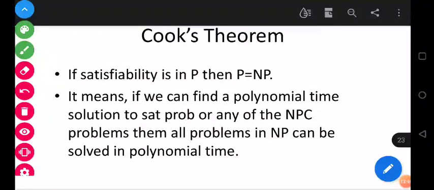So what is Cook's theorem? Cook's theorem says that if satisfiability is in P, then P is equal to NP. What it means is that if we can find a polynomial time solution to the satisfiability problem or any of the NP complete problems, then all problems in NP can be solved in polynomial time.